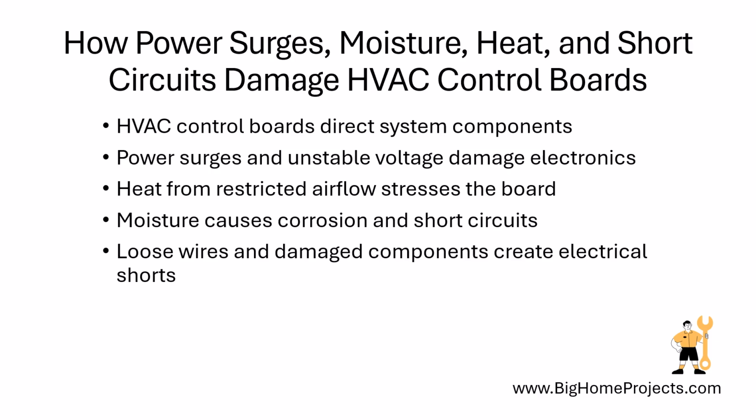A sudden power surge, such as one caused by lightning or a utility problem, can burn tiny electronic parts on the board. Low or unstable voltage can also cause damage, especially when a weak transformer cannot provide steady power. Heat is another major problem because a clogged air filter, blocked vent, or dirty cabinet can make the system run hotter than designed. Moisture from a clogged drain, leaking coil, or high humidity can create corrosion and short circuits.